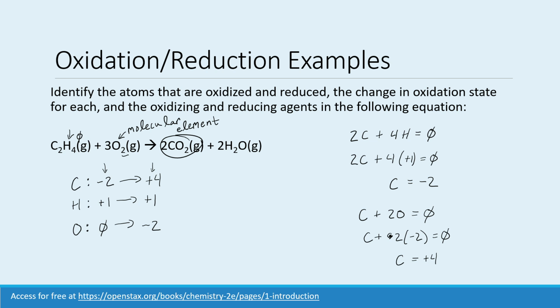So when we look at what's oxidized and reduced, the hydrogen is not changing, so we can mark that out. That leaves carbon and oxygen. Look for the one that's being reduced, and that is oxygen. It's going from 0 to -2. So that is reduced, which means that carbon has to be oxidized. And of course, whatever is oxidized is the reducing agent, and whatever is reduced becomes the oxidizing agent.